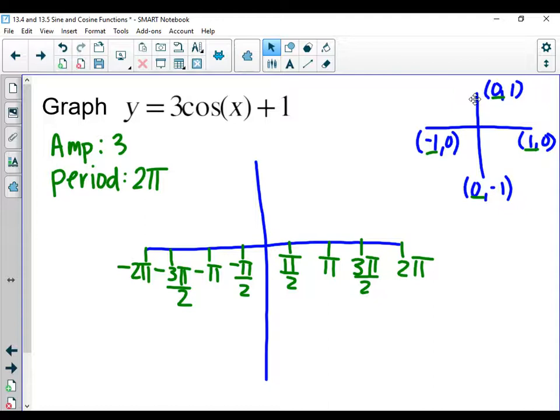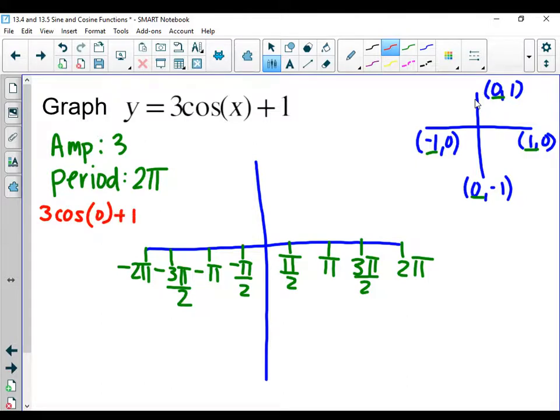So I would take this one step at a time. If you need to write it down on paper, go for it. If you can do it in your head, that's fine too, okay? So if I have 3 cosine, and I'm going to start with 0, then plus 1. So then I say, what is cosine at 0? 1 times 3, 3. Plus 1 is 4. So I'm up at 4 if I plug in 0.